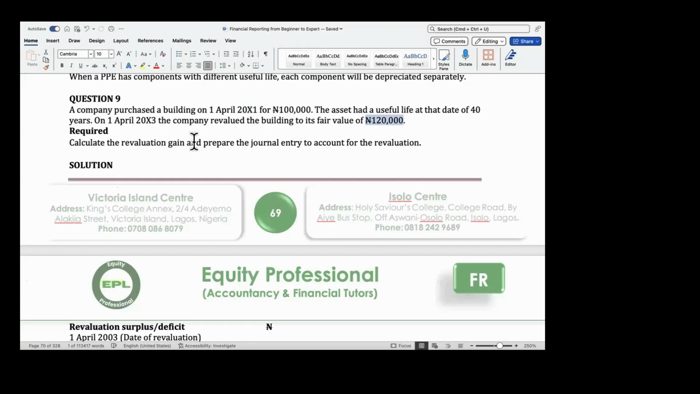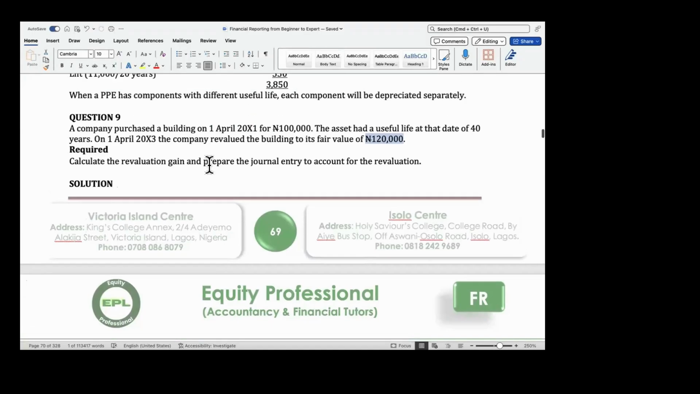Calculate the revaluation gain and prepare the journal entry. Okay, so how do we get revaluation gain? I've taught you that it's just by comparing the carrying amount with its fair value, and you do that at the date of revaluation. And in this question, they revalued these assets on 1st of April 2003.